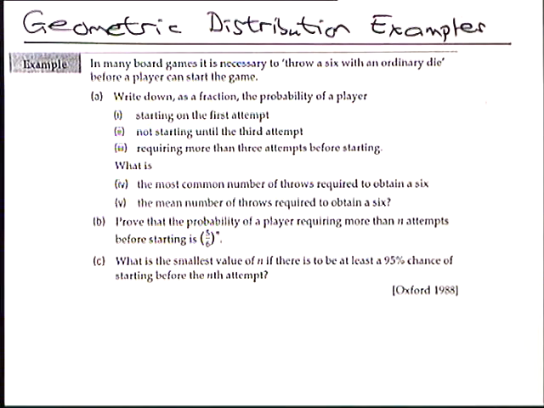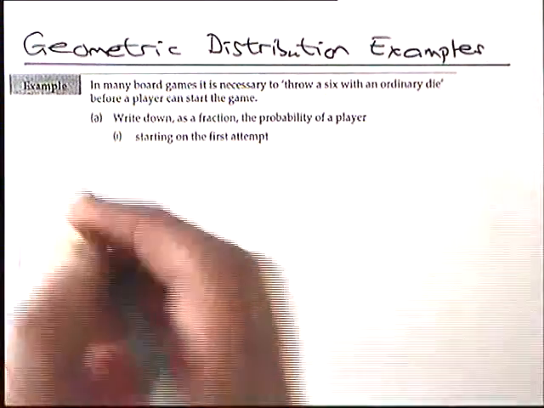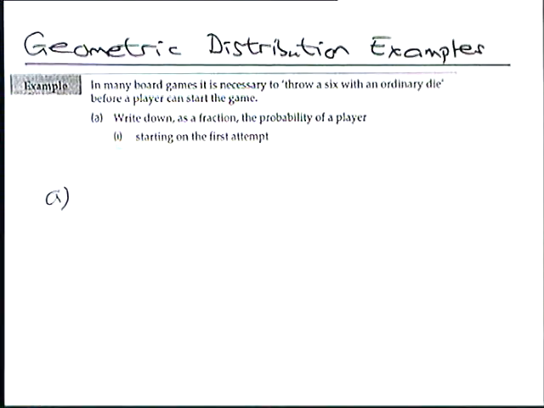Okay then, so today I want to do a few more examples, 3 examples of the geometric distribution with you before you go and do some on your own. So the first one we've got: in a board game, it's necessary to throw a 6 with an ordinary die before a player can start the game. Part A, write down as a fraction, part A1, the probability of a player starting on the first attempt.